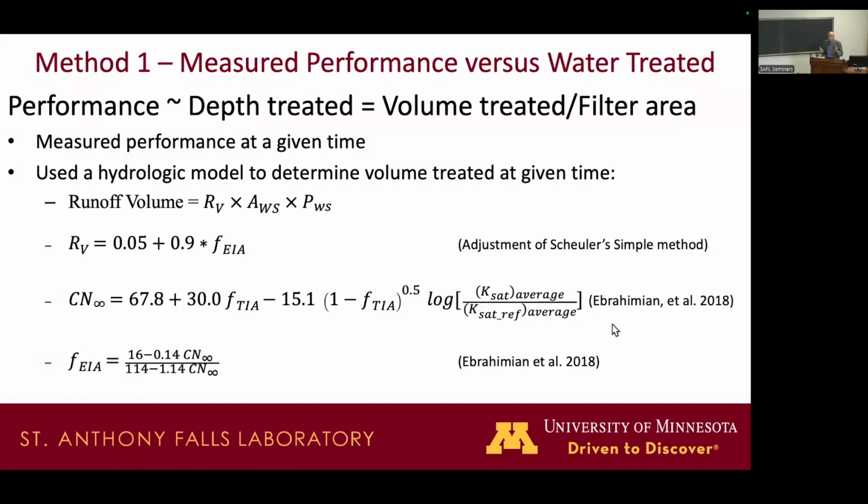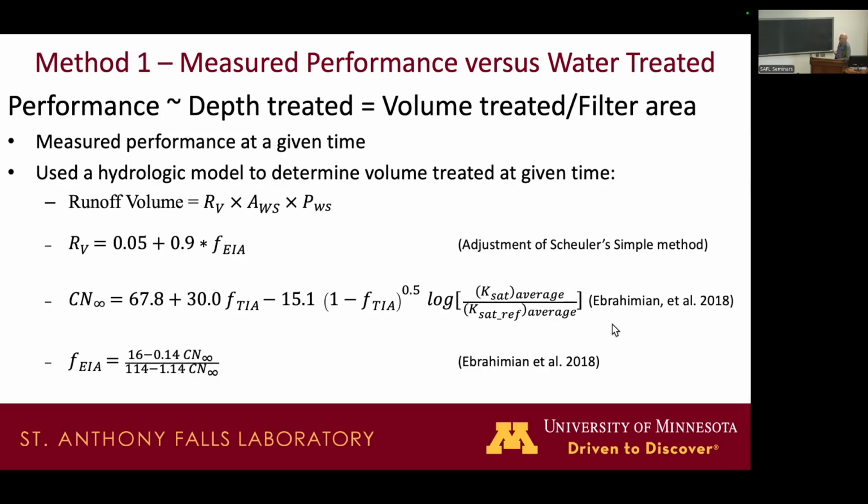For example, in 2023, we measured the performance of this iron-enhanced sand filter. But then we need to know how much flow has gone through that iron-enhanced sand filter between the time it was constructed and 2023. So we need to develop a hydrologic model to do that. It took us a while to come to that resolution. So the first equation here is we used a very simple runoff volume model.